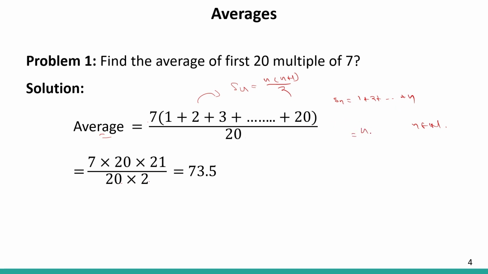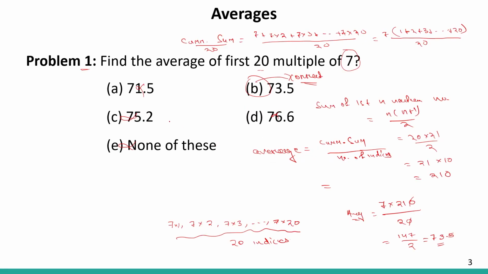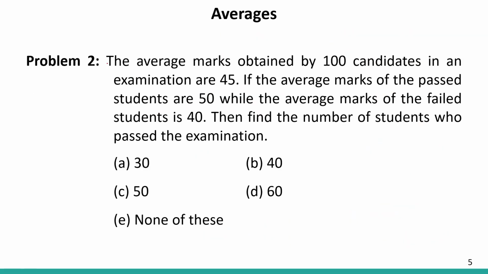So this is n into n plus 1 by 2, which is 20 into 21 by 2, equal to 21 into 10, equal to 210. So 73.5 is the correct answer here, the correct one among these 4 options. Let's go forward with problem number 2 and see what it brings to the table.